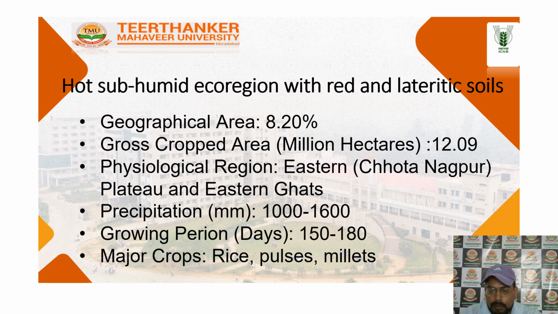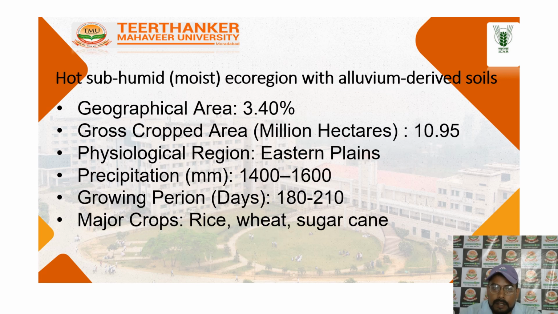And the geological region is basically found in the specific conditions of the Eastern Ghats, like Chota Nagpur, the eastern region, the Chota Nagpur plateau, hills and Eastern Ghats. Precipitation is 1000 to 1600 millimeters, and the growing period, the availability of time to grow crops, is like 115 to 118 days, and major crops are rice, pulses, and millets.